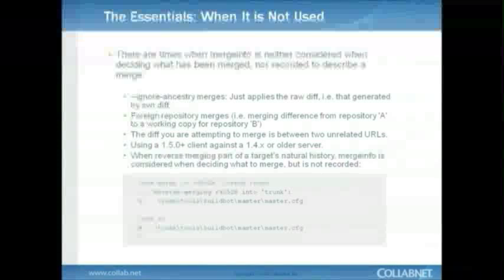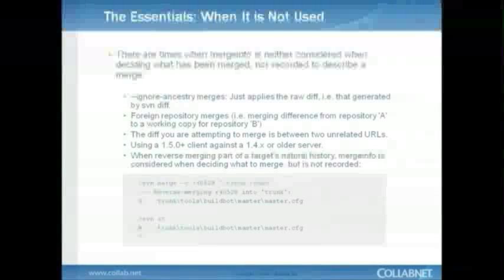Now, if we're going to use merge tracking, we should know about the handful of cases where merge tracking doesn't kick in. There are a few cases where merge info is neither considered when deciding what to merge, nor is it reported to describe a completed merge. The first is when using the ignore ancestry option. These merges are simply the application of a raw diff, the same as that generated by the svn diff subcommand. Second, if the merge source comes from a completely different repository than the target working copy, the merge will work, but merge tracking doesn't kick in any way.